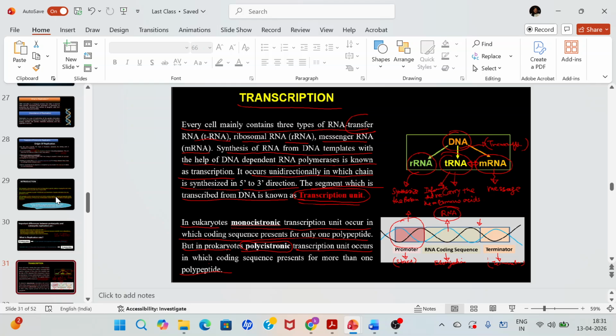In eukaryotes, a monocistronic transcription unit occurs, in which the coding sequence is for only one polypeptide, but in prokaryotes, a polycistronic transcription unit occurs, in which coding sequences are present for more than one polypeptide. Alternative splicing happens in the case of eukaryotes. That does not happen in the case of prokaryotes.